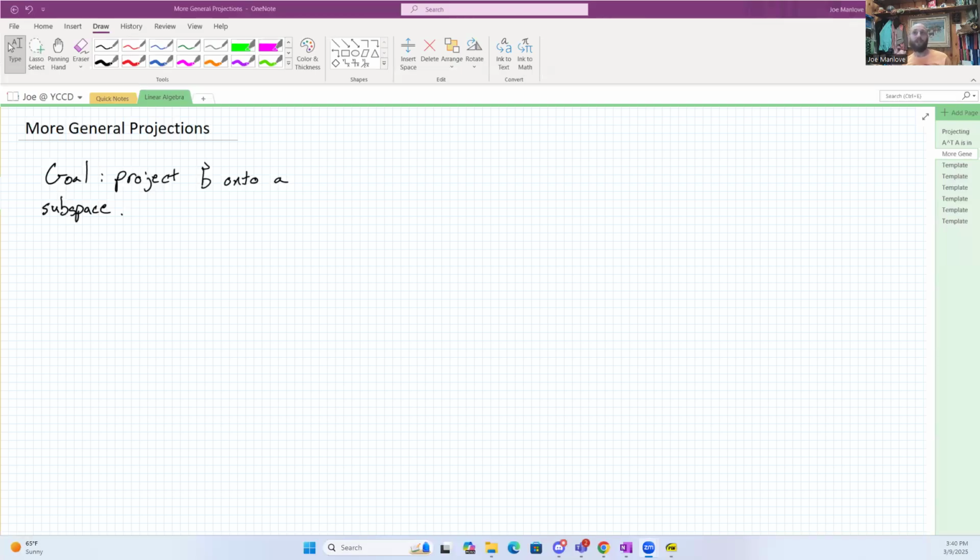Our goal today is going to be to develop a more general kind of projection. So instead of trying to project a single vector onto a line, I'm going to try to project a single vector onto some kind of subspace. So that's my goal here. I'm going to start assuming that I've got a vector B and a subspace that I want to project onto.